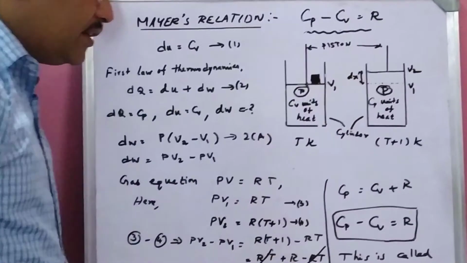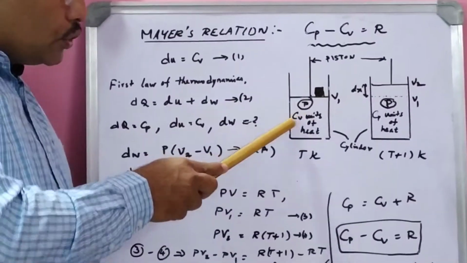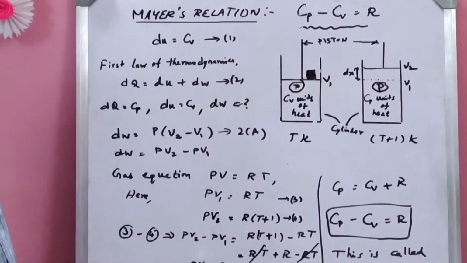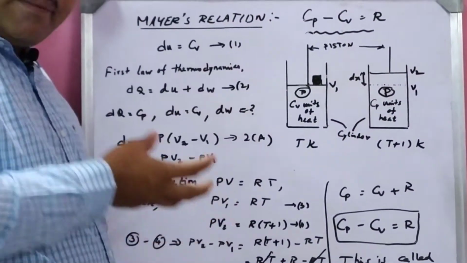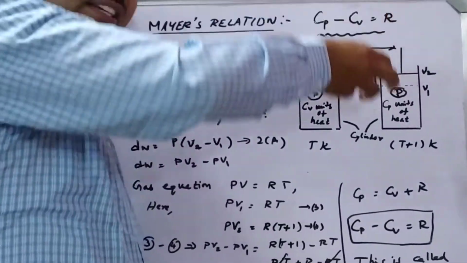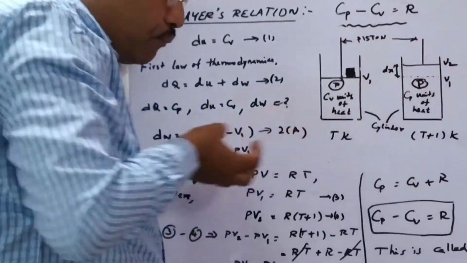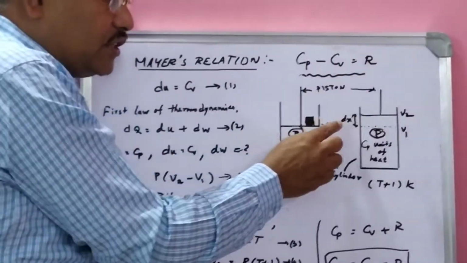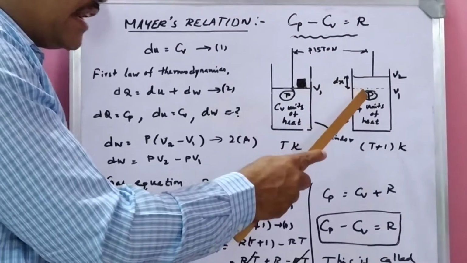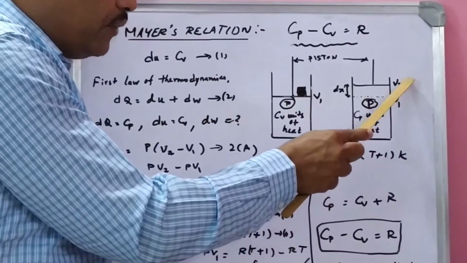So I am placing some weight on the piston, so it does not move. In the next case, I am allowing the piston to move upward. I am giving some quantity of heat while keeping pressure constant, but allowing the piston to move upward. So even if temperature increases, the pressure increases. By moving a small distance dx, the pressure can be maintained constant. But the volume changes from V1 to V2.